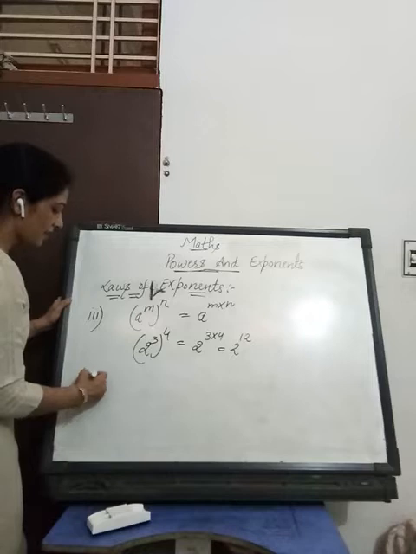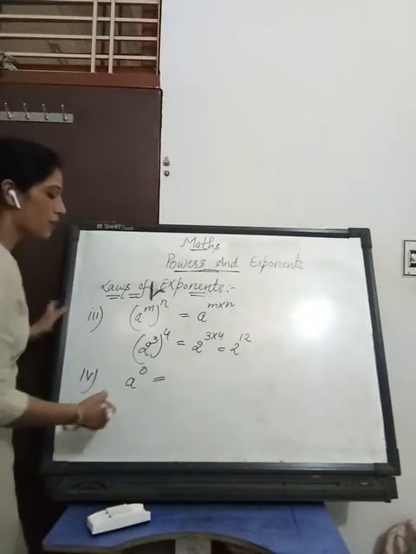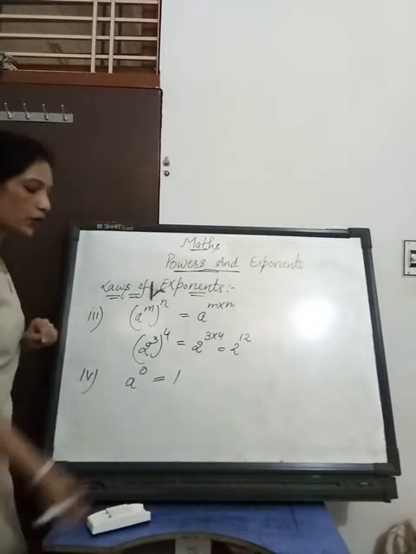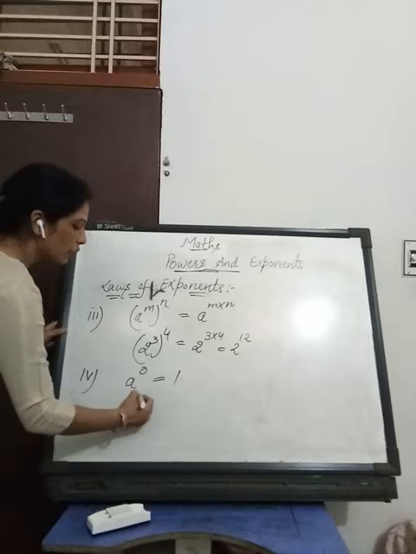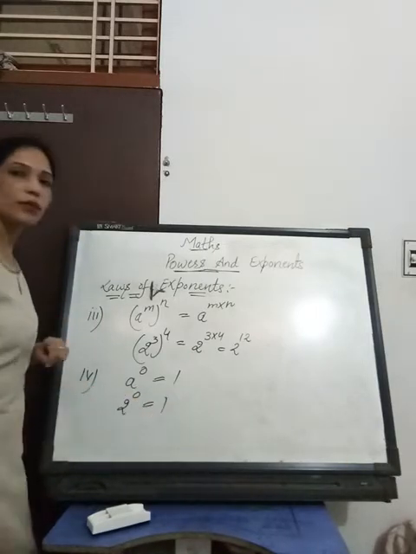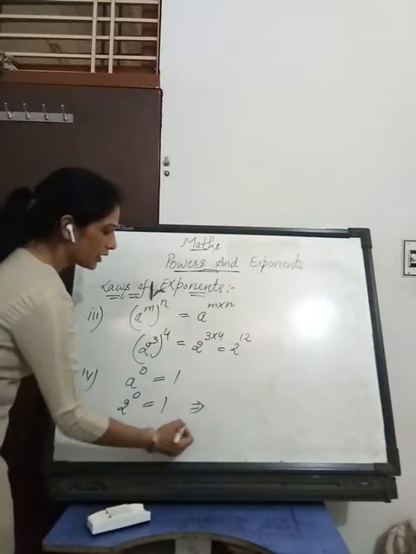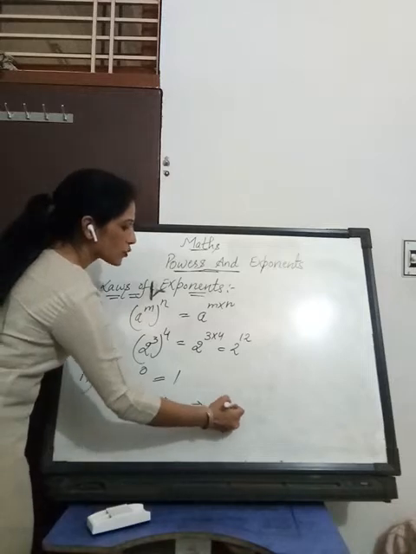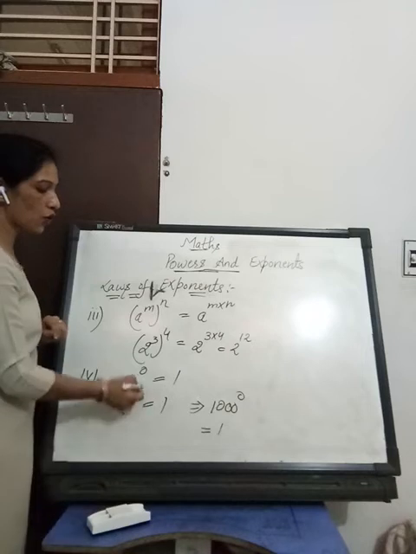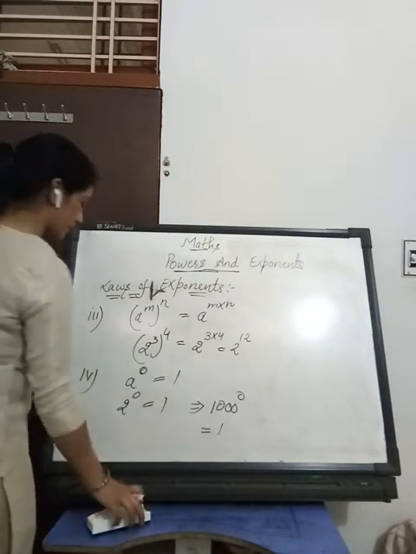Clear? Now fourth law we have, if the power of any base is 0, your answer will be 1. For example, 2 raised to power 0 is given and you have to write the answer of this one, so your answer will be 1. For example, one more example I will tell you, 100 raised to power 0. What will be your answer? Only 1, because according to the law, if power is 0, your answer will be 1 itself.